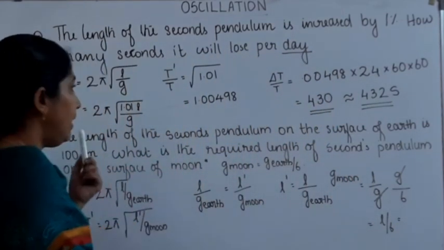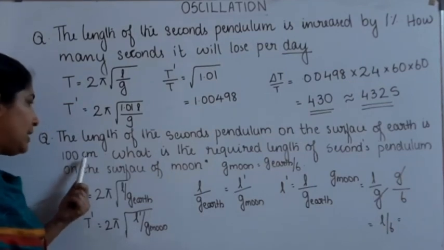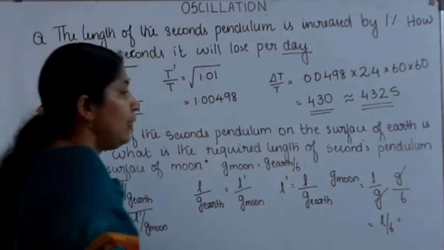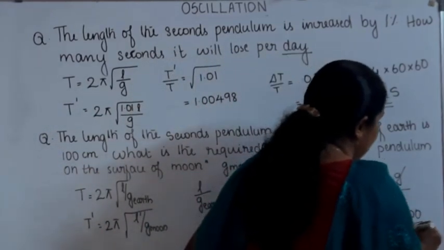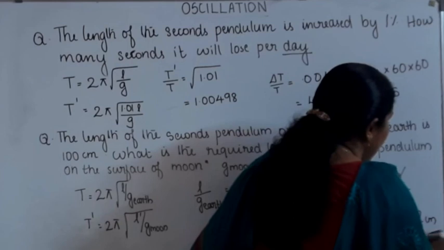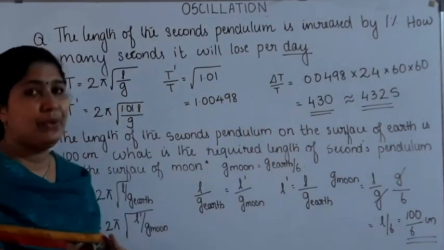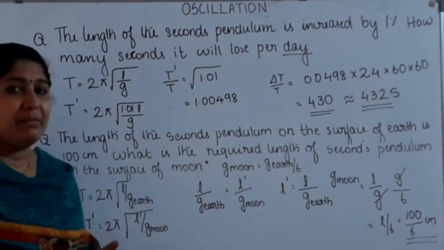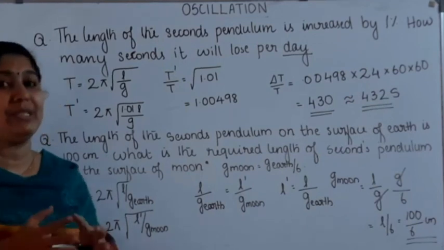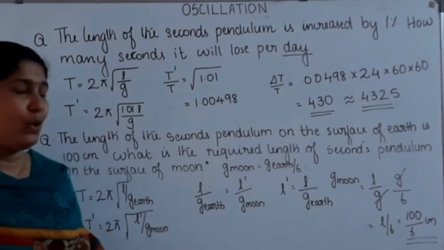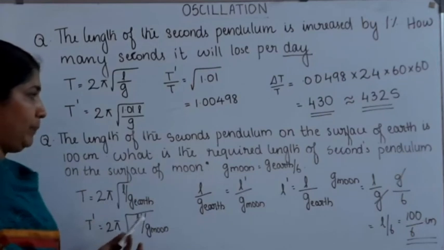Here L, the length of the seconds pendulum on the surface of the earth, is equal to 100 centimeter. Therefore, 100 centimeter divided by 6 is the length of the seconds pendulum on the surface of the moon. The seconds pendulum time period becomes equal to 2 seconds on the surface of the earth and on the surface of the moon. Knowing that concept, we can solve this problem.